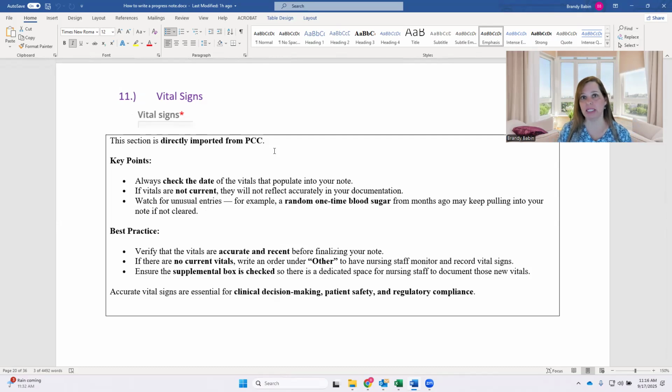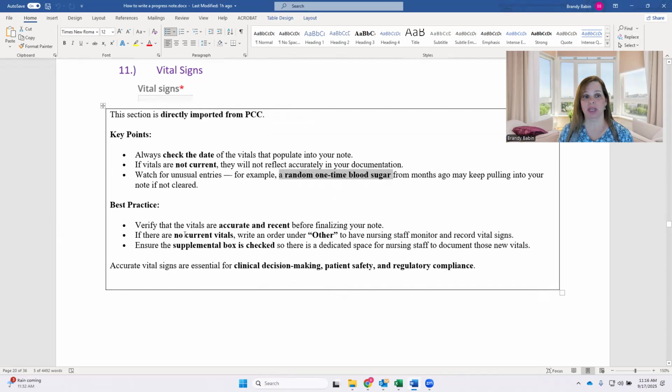Check the date of your weight. Some of the vitals may be as of yesterday or today, but your weight might be 3 months old. So if that's correct and the weight is old, just put in parentheses, the weight is from 3 months ago. This is something I've seen multiple times. I've seen patients that have one-time blood sugars from last year, and it will pull over note to note to note. Why? Because they took it once, and it is the most recent blood sugar. So make sure that you're looking at those dates. If there are no current vitals, write an order for us to obtain vital signs.